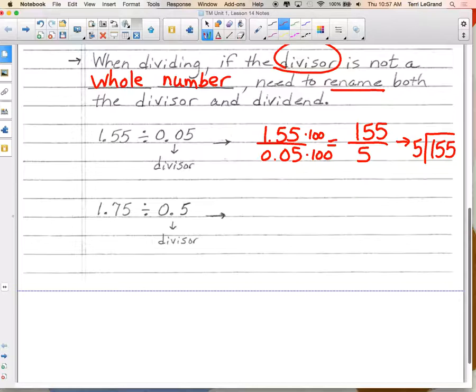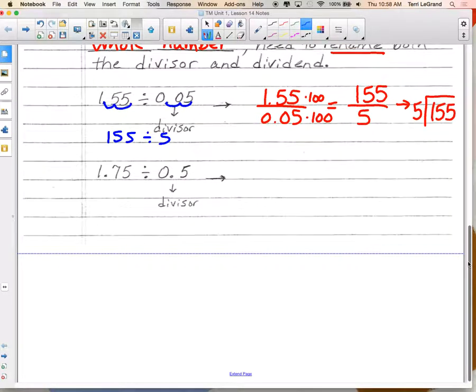Now, notice, if you had taken the shortcut that you learned, move the decimal point over 2, then you're going to move it over 2 in this one. Would we have had the same thing? Yes, 155 divided by 5. But we have to have an understanding of why we can actually do that.